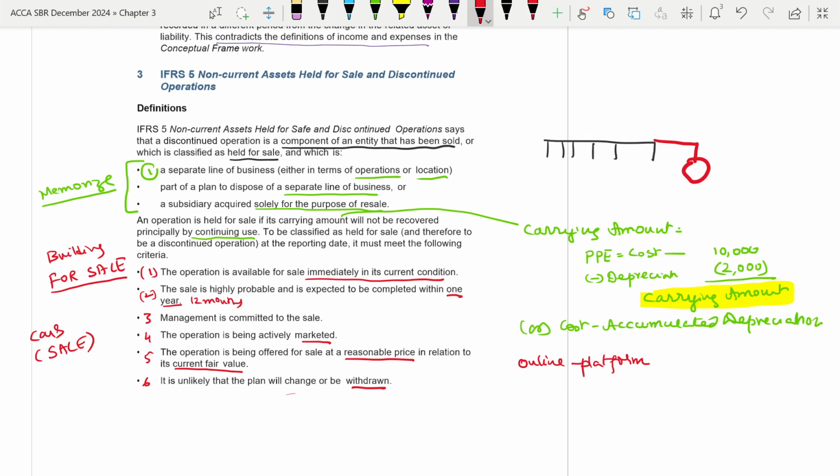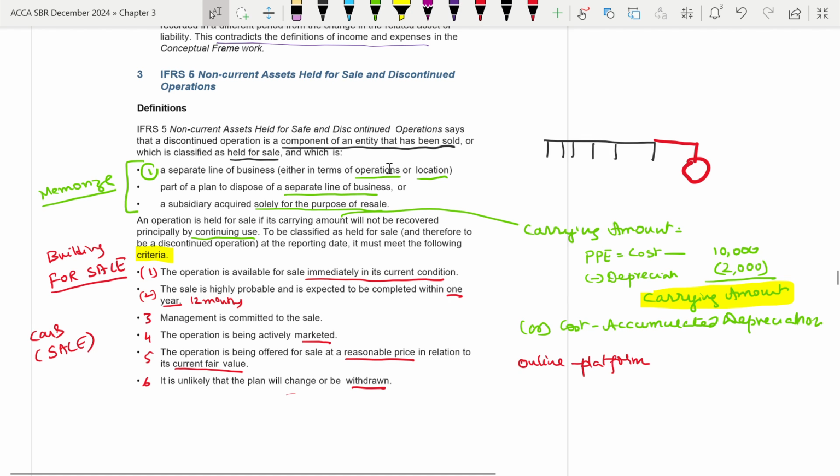If these conditions are followed, that is the reason I told you in the beginning, every standard will have a criteria. Every standard, simple way of understanding. What is the criteria for IFRS 5? It has to be sold immediately in current condition. The sale is probable within 1 year. Management commitment is there. It has to be marketed. It has to be at a reasonable price. And most importantly, you cannot take back your decision.